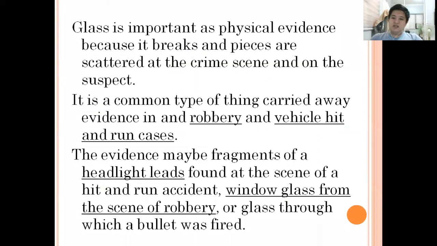So for the importance of glass, it is widely used as evidence when we are talking about robbery and hit and run cases. When it comes to robbery, we all know that in criminal law there is a distinction between theft and robbery, in which robbery requires an element showing that there was forcible entry upon the premises or the things that are the subject of the stealing incident.